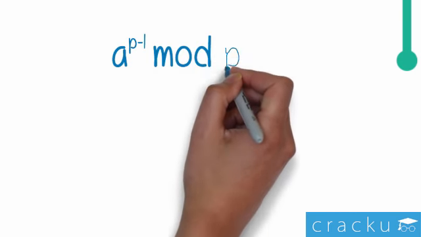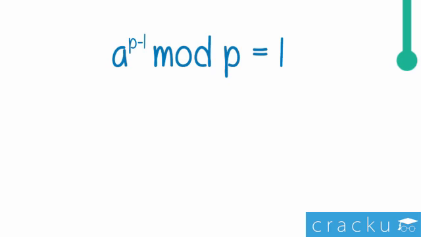A raised to P minus 1 modulo P is equal to 1. Now that you know this theorem, go apply it in solving the three questions given below.